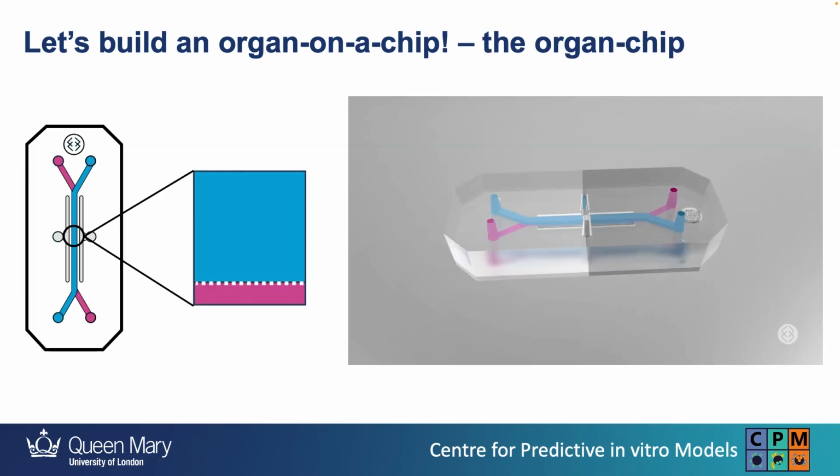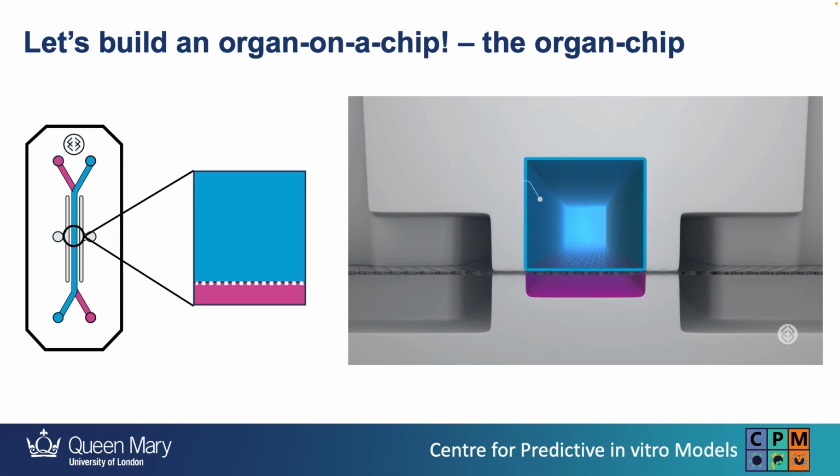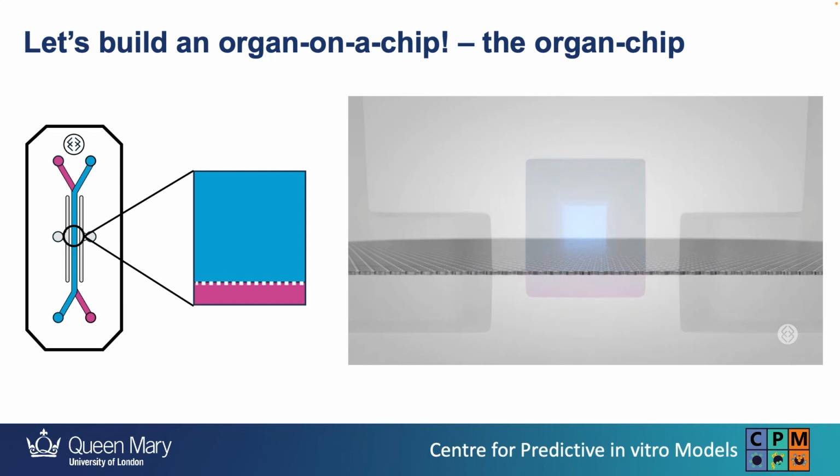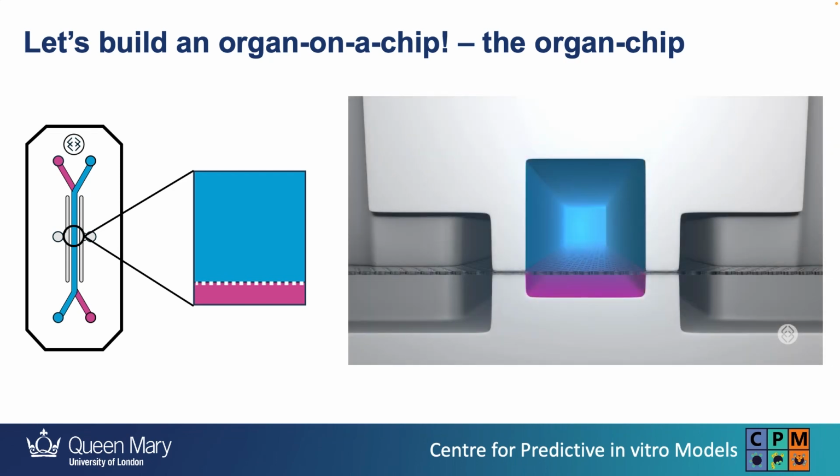The next decision we need to make is which chip to use. As I said before, there's lots of different chips on the market now, and you really need to pick a chip that's going to help you address your question. In this case, we're using the Emulate chip S1. So this particular chip consists of two channels. So this is a cross-section through the center. So a larger top channel, and then a smaller bottom channel. And then these two channels are separated by this flexible porous membrane. So this means that cells in the two channels can communicate with each other without coming into contact with each other. So as I talked about before, the factors that the cells released can pass through and so the cells can talk to each other.